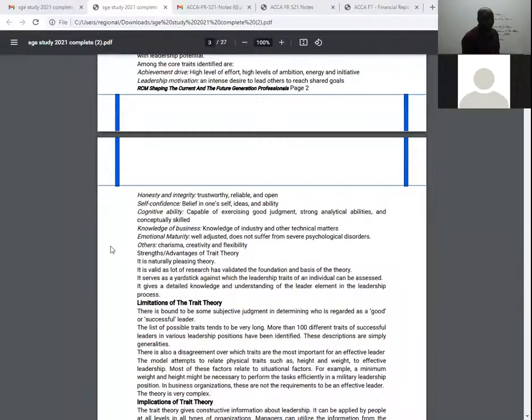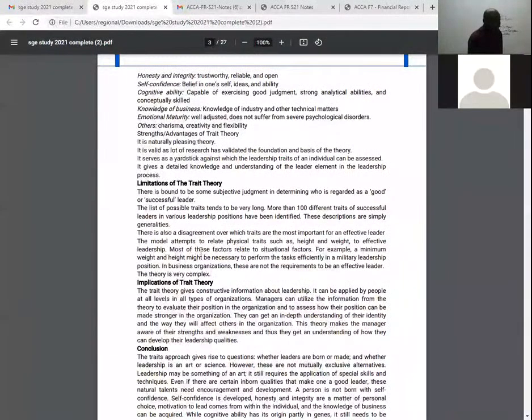Ladies and gentlemen, we have this one here. The list of possible traits tends to be very long. I mean, it's not a list that you can exhaust. You could even go right away to looking at the color of your eyes, right? If you've got very big eyes, for example, you are most likely to scare people, so you can't be a leader. So that list, ladies and gentlemen, could be inexhaustive. You can't exhaust it, right? There is also a disagreement over which traits are the most important for an effective leader, zeroing in on the same concept.